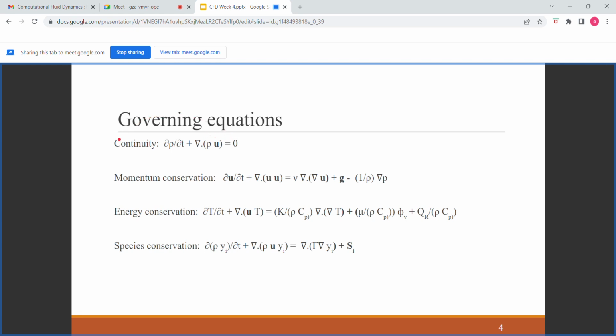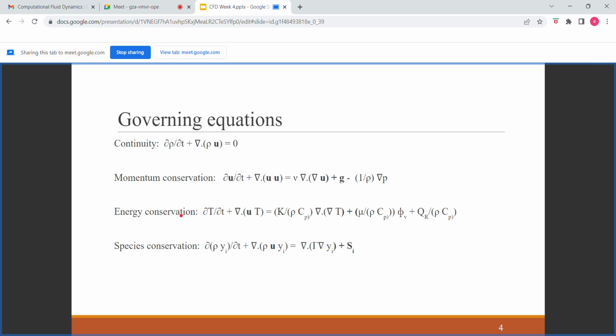This is the continuity equation, or mass conservation equation. The momentum conservation equation states that ∂u/∂t + ∇·(uu) = ν∇·∇u + gravitational force − (1/ρ)∇p, that is the pressure force. This is the convective term and this is the diffusive term.